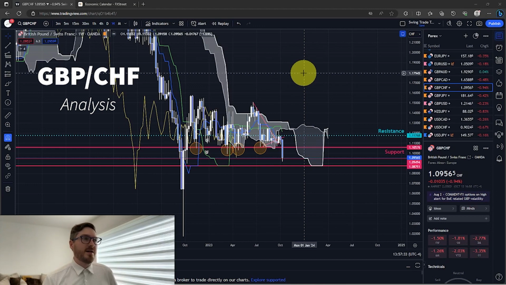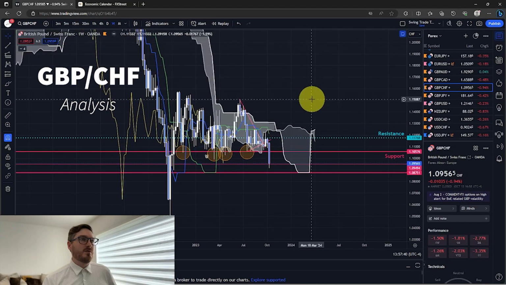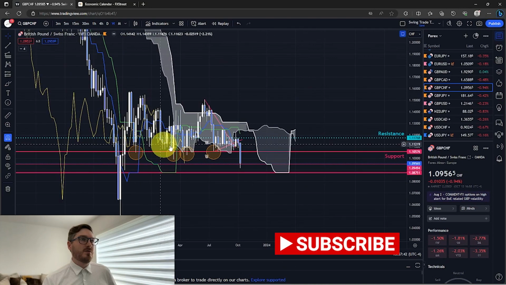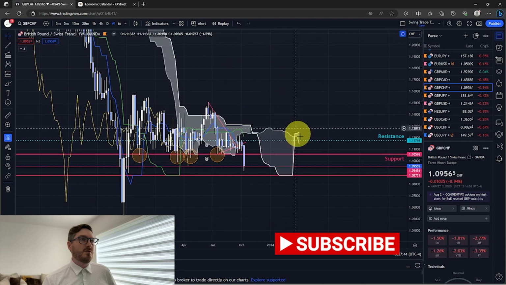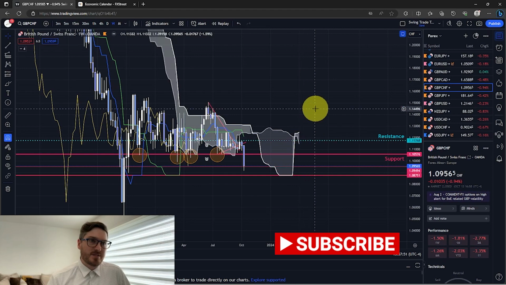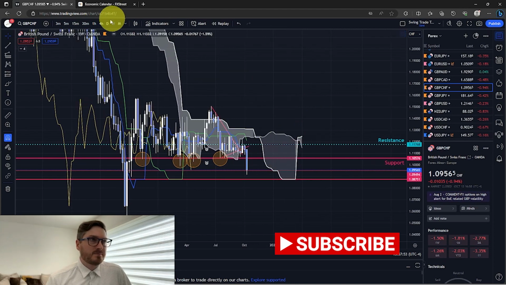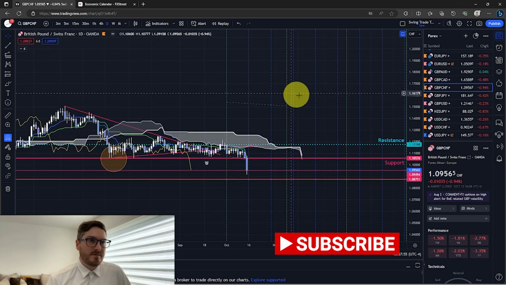Okay, guys, now we're here on the British Pound Swiss franc. And overall, this is a very weird ranging market. I mentioned last week that this was a really odd shape on the Kumo cloud. And now we have another bearish twist here. But let's look at the daily chart.